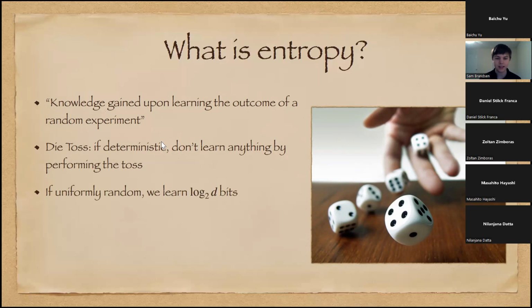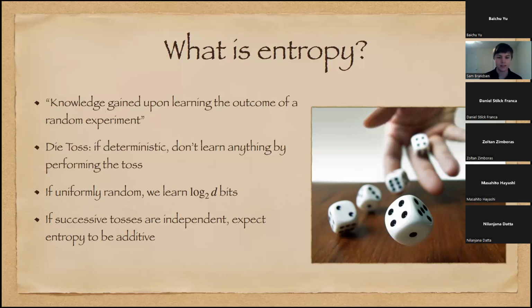On the other hand, if you're rolling a dice that is uniformly random, so that all sides are equally likely, if the dice has d sides, then you'll learn log 2 d bits. That's the maximally uncertain state and the roll that you learn the most from. We can also imagine that if the successive tosses are independent, you would expect the entropy to also be additive. So the uncertainty of observing 2 completely independent tosses is just the uncertainty of individually observing the first toss plus the uncertainty of individually observing the second toss.